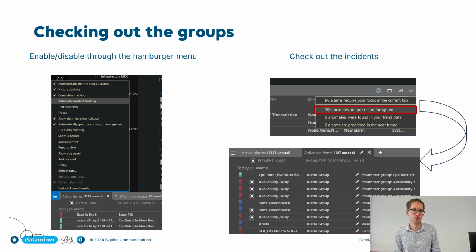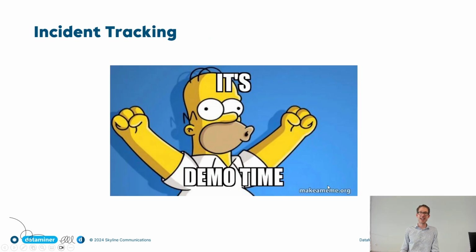What this will do is automatically group the alarms, and you will see the alarm groups instead of just the alarms. You can also get an overview of all the incidents in your system through the alarm console light bulb. Simply click it and then click the item related to incidents. And this shows you a nice overview of all the incidents on your system. All right, I hope that's all clear. Let me start with a first demo on incident tracking.